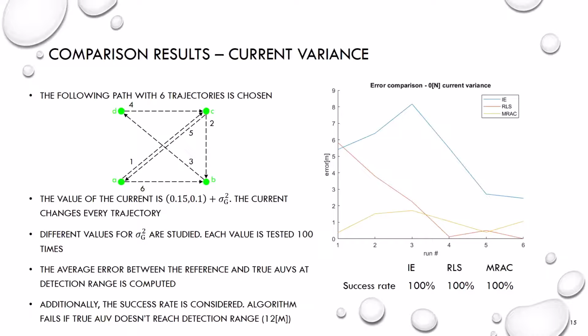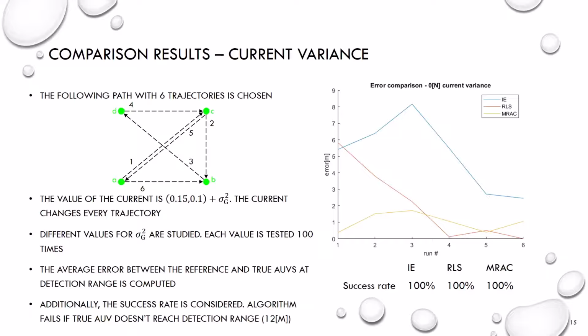In the first set of tests, we vary a current variance term. The mean value of the current is equal to 0.15 and 0.1, and then we add the current variance to that. The current changes every trajectory, as has been mentioned before, and we study different values for the variance of the current. Every value is tested 100 times for each approach, and then we have the average error between the reference and true AUVs at the different ranges, and this is only for the runs that have been successful, because we also have the success rate of the approaches, which is an equally important metric.